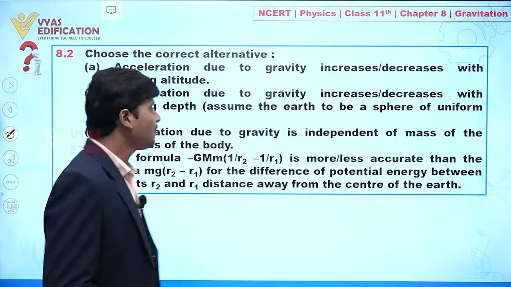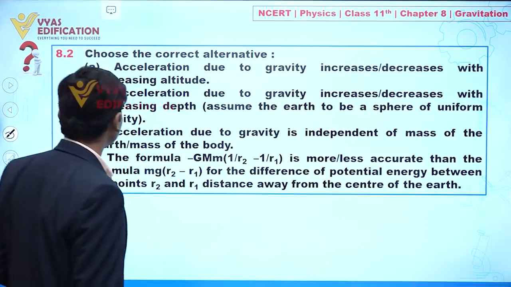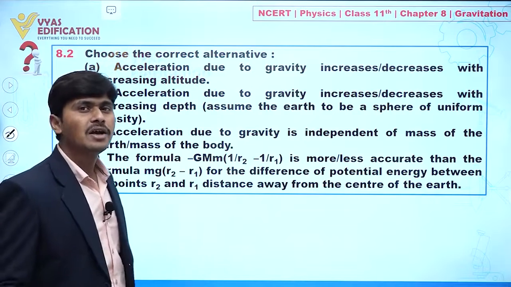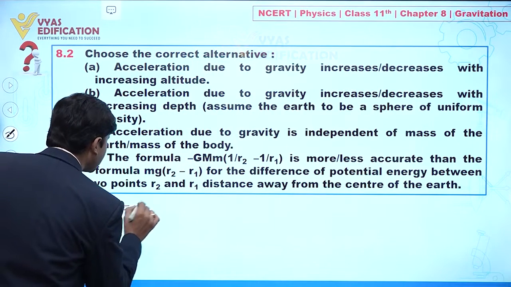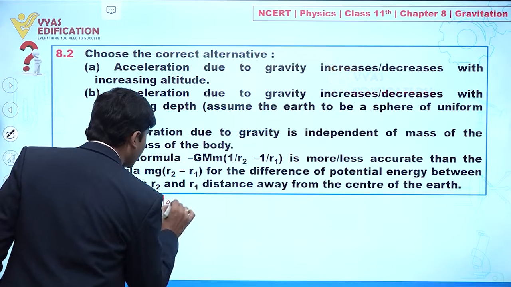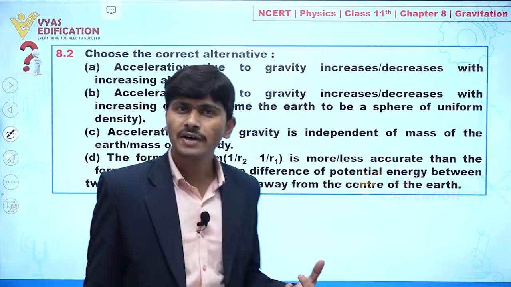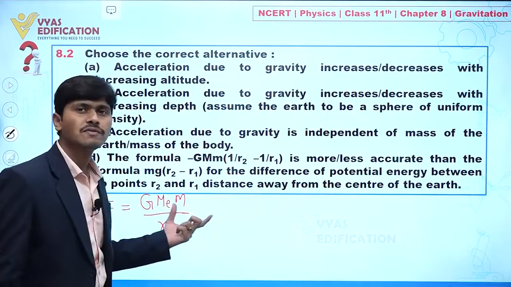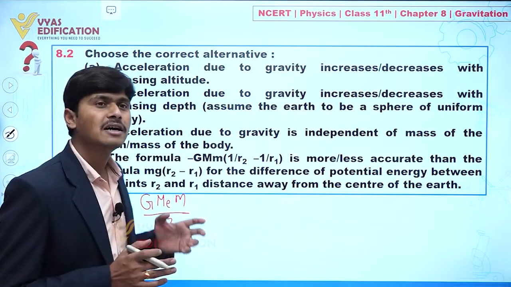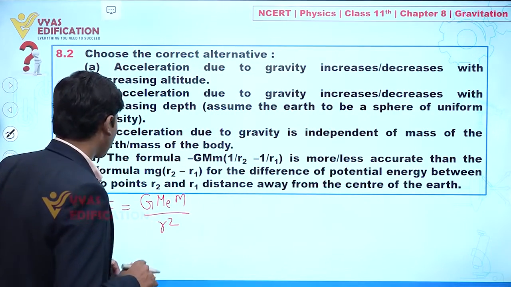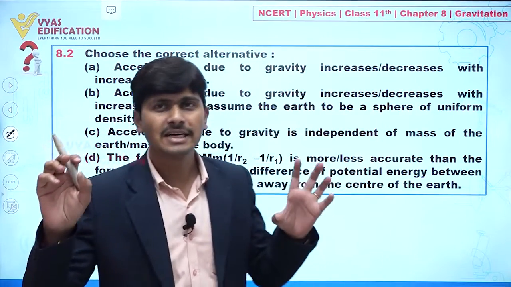Now part number C: acceleration due to gravity is independent of mass of earth or mass of a body. Listen carefully. We know the force of gravitation is given by G Me m upon r square, where Me is the mass of the earth, small m is the mass of a body, and r is the distance between the body and the earth.